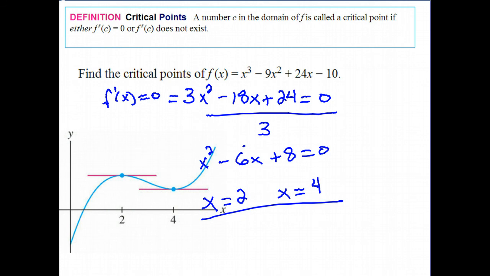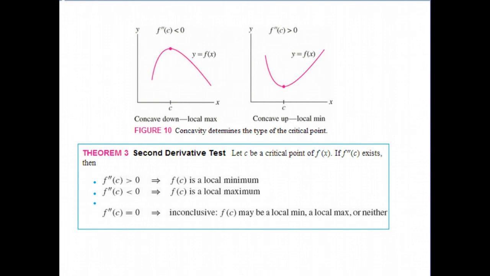Now, we could have found that by looking at a variable chart and looking at where f prime goes from positive to negative before 2, and from negative to positive over 4. But we're going to look at another technique for determining that those are maxes and mins without graphing or without looking at the sign change of f prime. So that's going to use the second derivative test.